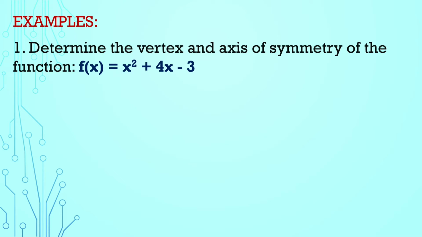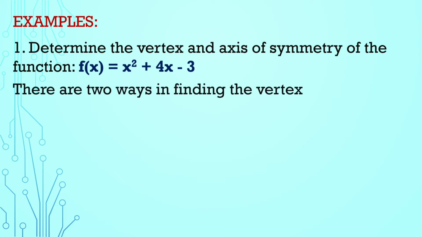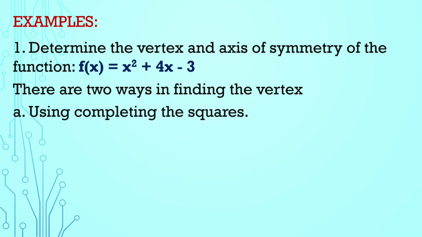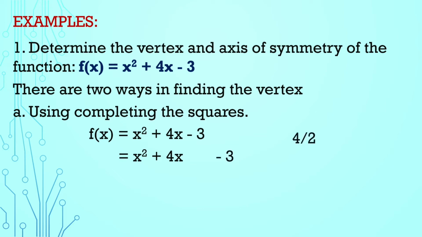So let's have an example. Number 1, let's determine the vertex and axis of symmetry of the function f of x equals x squared plus 4x minus 3. There are two ways in finding the vertex. So letter A, using completing the square. Naituro ko na to last time. So we have f of x equals x squared plus 4x minus 3. So x squared plus 4x. Kunin natin yung i-completing the square natin yung ating equation.